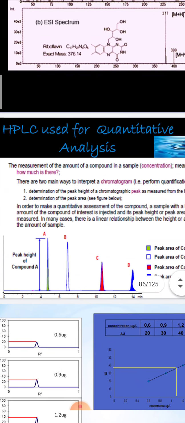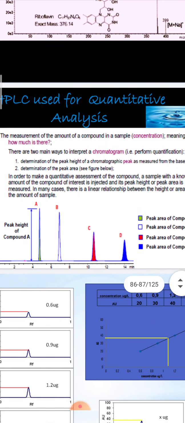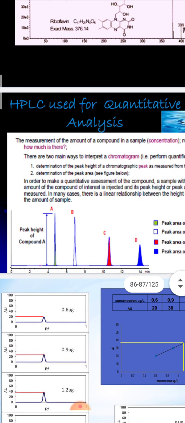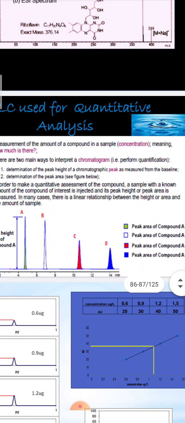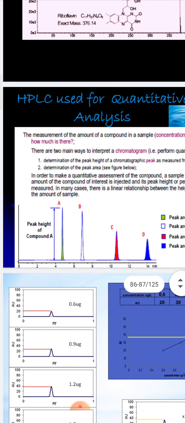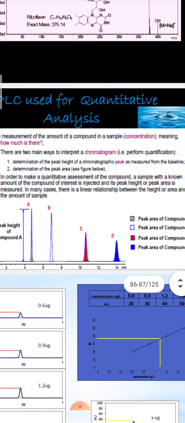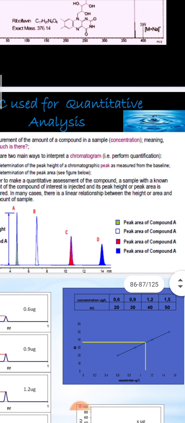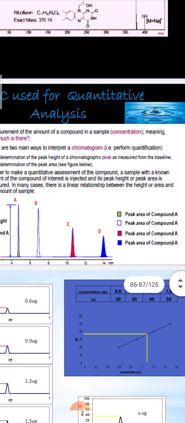You can see here the peaks for the different components A, B, C, D. Here you can see how the peak height and the peak area can be measured. In order to make a quantitative assessment of the compound, a sample with a known amount of the compound of interest is injected and its peak height or peak area is measured. In most cases there is a linear relationship between the height or area and the amount of the sample.